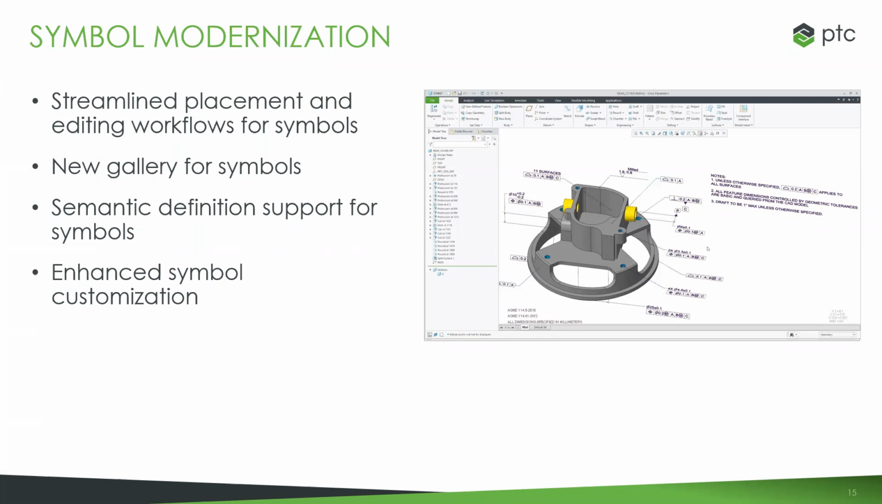We also enhanced Weld symbols, which are a special type of symbol. These are now also semantically aware. The difference with the Weld symbol is that its references are automatically populated based upon the Weld feature itself. I'll show this within the context of the demonstration so you can see what these different things look like in Creo.